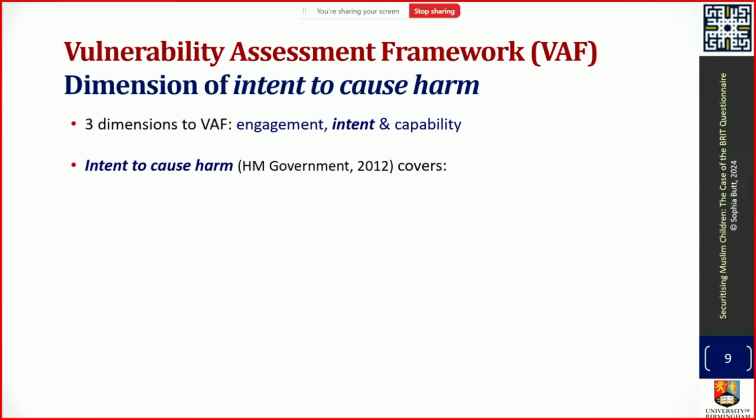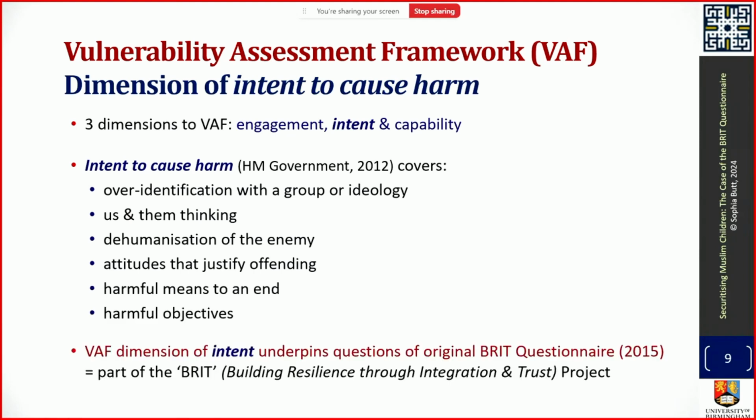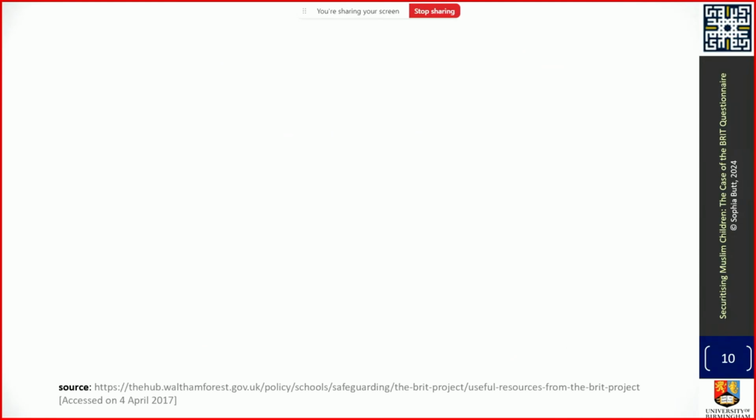So intent to cause harm, as defined by the government, is when an individual or a group of people over-identify with an ideology or another group. Us and them thinking. Dehumanizing the enemy. Attitudes that justify offending. Or harmful means to an end, harmful objectives. So what's important here is that this dimension of intent is what underpins the questions that were developed for the original BRIT questionnaire, which was administered to school children, as a part of the Building Resilience Through Integration and Trust project.